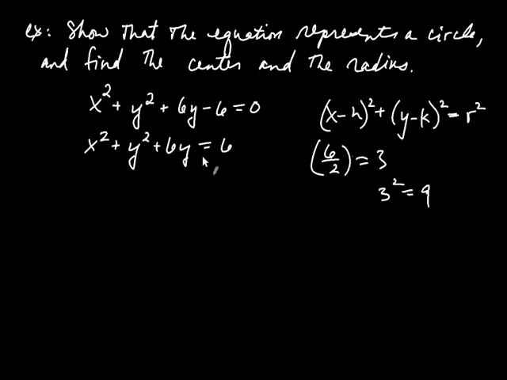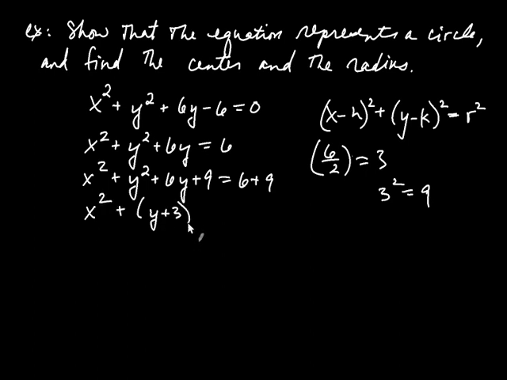So when you add, in this case, 9 right here, to maintain balance, we have to add 9 to both sides. We're going to get x squared plus y squared plus 6y plus 9 is equal to 6 plus 9, because if you add 9 to the left, you have to add 9 to the right as well. And the reason you did that is that now you're guaranteed that this is a perfect square. So it can be written in the following way: x squared plus y plus 3 squared is equal to 15.